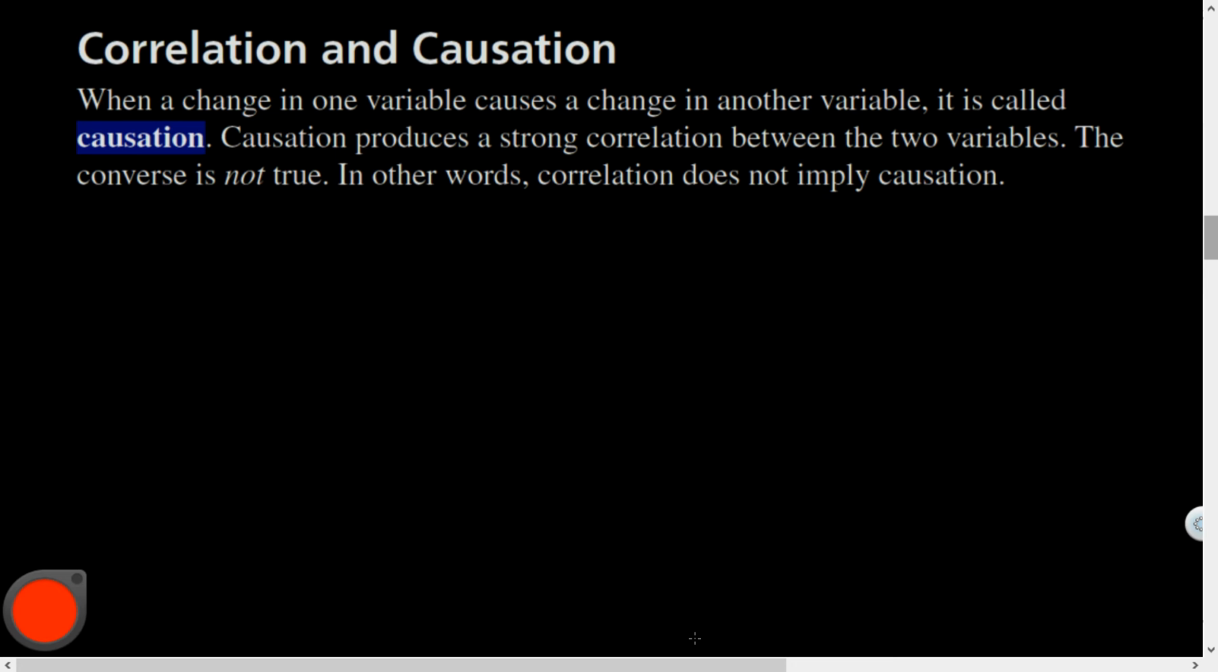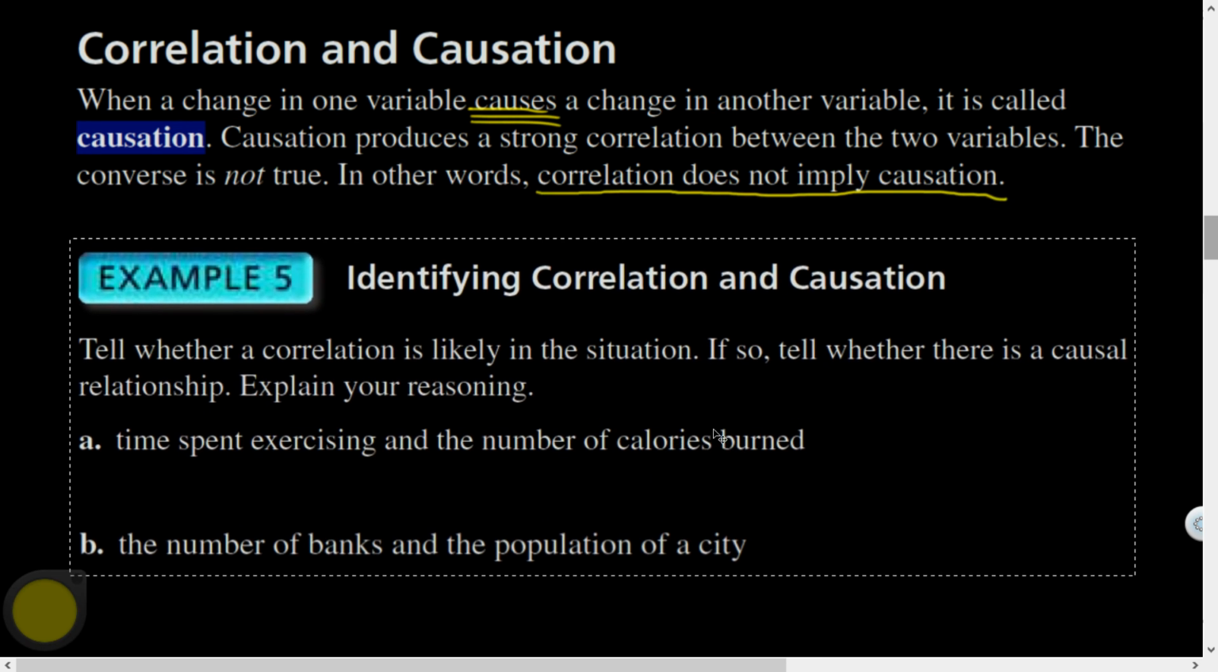It says when a change in one variable causes a change in another variable, it's called causation. Causation produces a strong correlation between the two variables, but the converse is not true. In other words, and you've probably heard this phrase before, correlation does not imply causation. Okay? Correlation does not imply causation. All right, and I want to show you some examples as to what I mean by that.